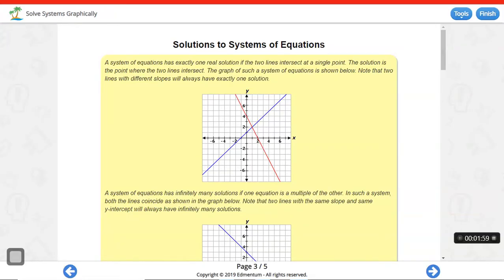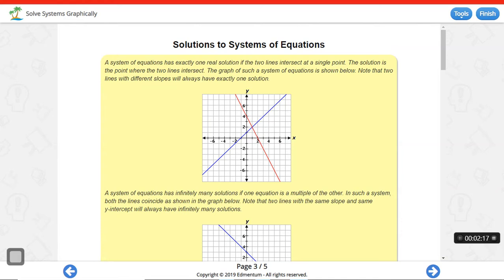Here in our study island lesson, we can see that a system of equations has exactly one real solution if the two lines intersect at a single point. That's what we just said. We're looking at that one point where the two lines cross. The solution is the point where the two lines intersect. The graph of such a system of equations is shown below.